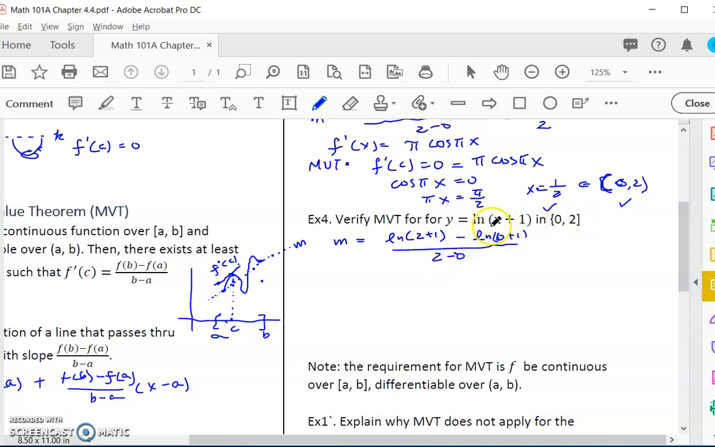Okay, y2 minus y1 over x2 minus x1. So it will be ln 3 minus ln 1. ln 1 is 0, over 2. So it's ln 3 over 2. So this is the slope.